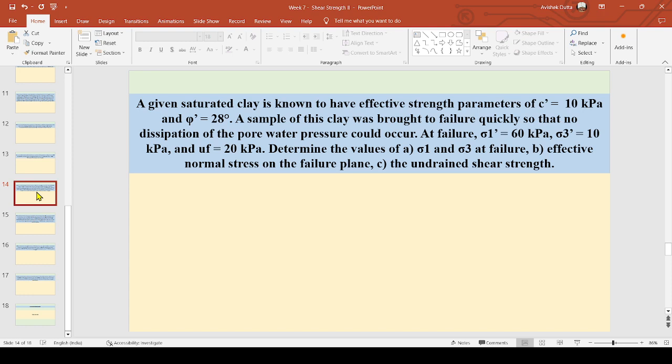failure is 20 kilopascal. Determine the values of A, sigma 1 and sigma 3 at failure, that is the total values of axial stress and cell pressure. Part B, the effective normal stress on the failure plane. What is the value of effective normal stress on the failure plane? And part C, the undrained shear strength.